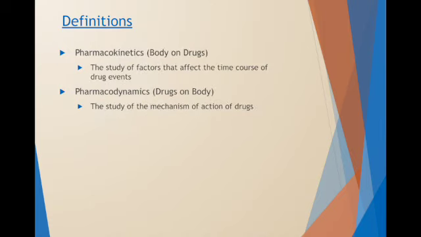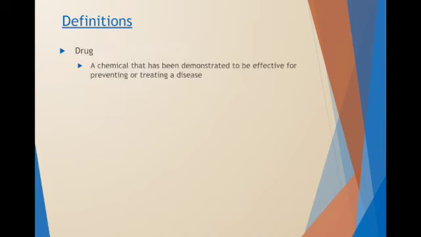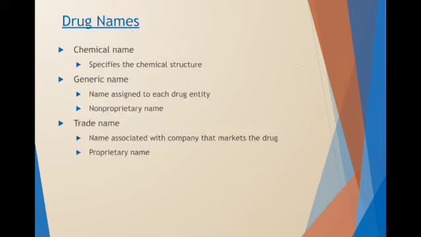The first is pharmacokinetics, and I like to think about this as the effect of the body on the drug and the factors that affect that time course of how various drug events occur and when. And then pharmacodynamics, which is the effect of drugs on the body. Again, that's sort of the mechanism of action, cellular targets, effects, toxicity. And overall, we define a drug as a chemical that is intended to prevent or treat a disease process.